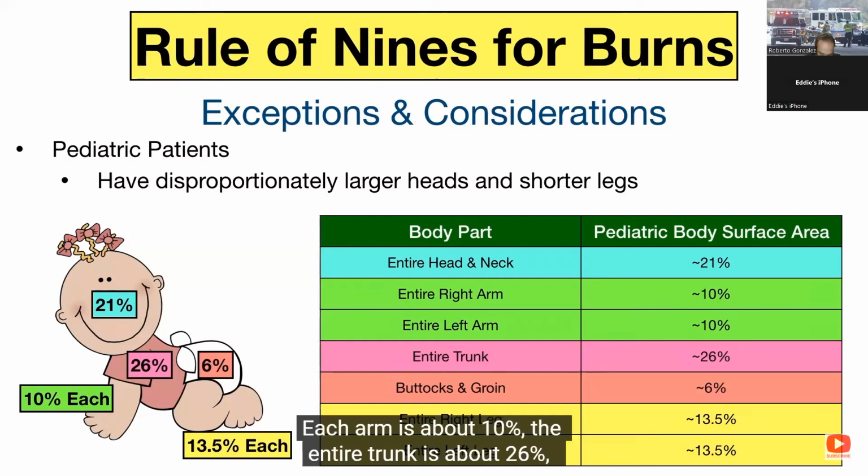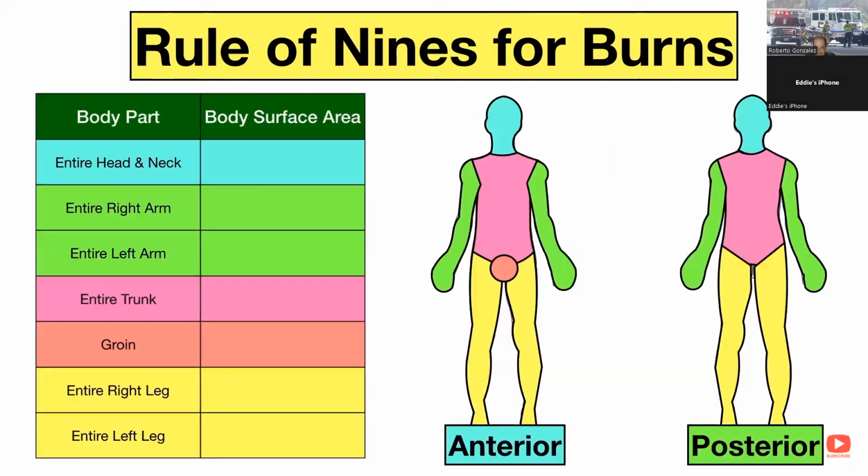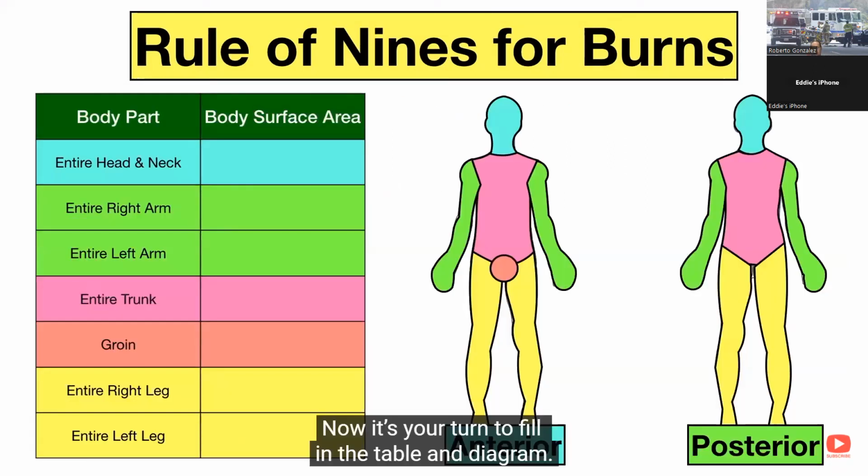Each arm is about 10%, the entire trunk is about 26%, the buttocks and groin area are about 6%, and each leg is about 13.5%. Now it's your turn to fill in the table and diagram.